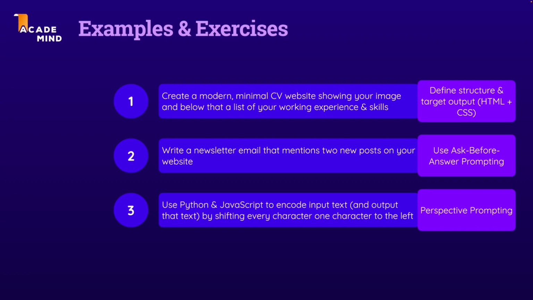Now, last but not least, for this last exercise here, I want you to, in the end, get ChatGPT to give you the code for a program that takes some input text and then encodes that text by shifting every character one character to the left, so that a D, for example, becomes a C, an E would become a D, and so on. And I want you to come up with a prompt that in the end gets ChatGPT to give you the code in two different languages, which could be considered to be a use case for perspective prompting. So these are your tasks.